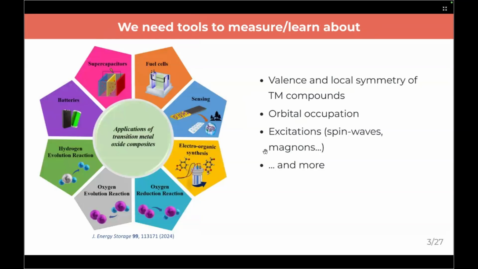Let's start. I would like to stress, of course, one may ask why we need such X-ray spectroscopy to probe the electronic structure. So I give here an example. For example, you know that nowadays the transition metal oxide composites have a very broad application, like in batteries, in supercapacitors, and fuel cells, and all these catalytic materials.